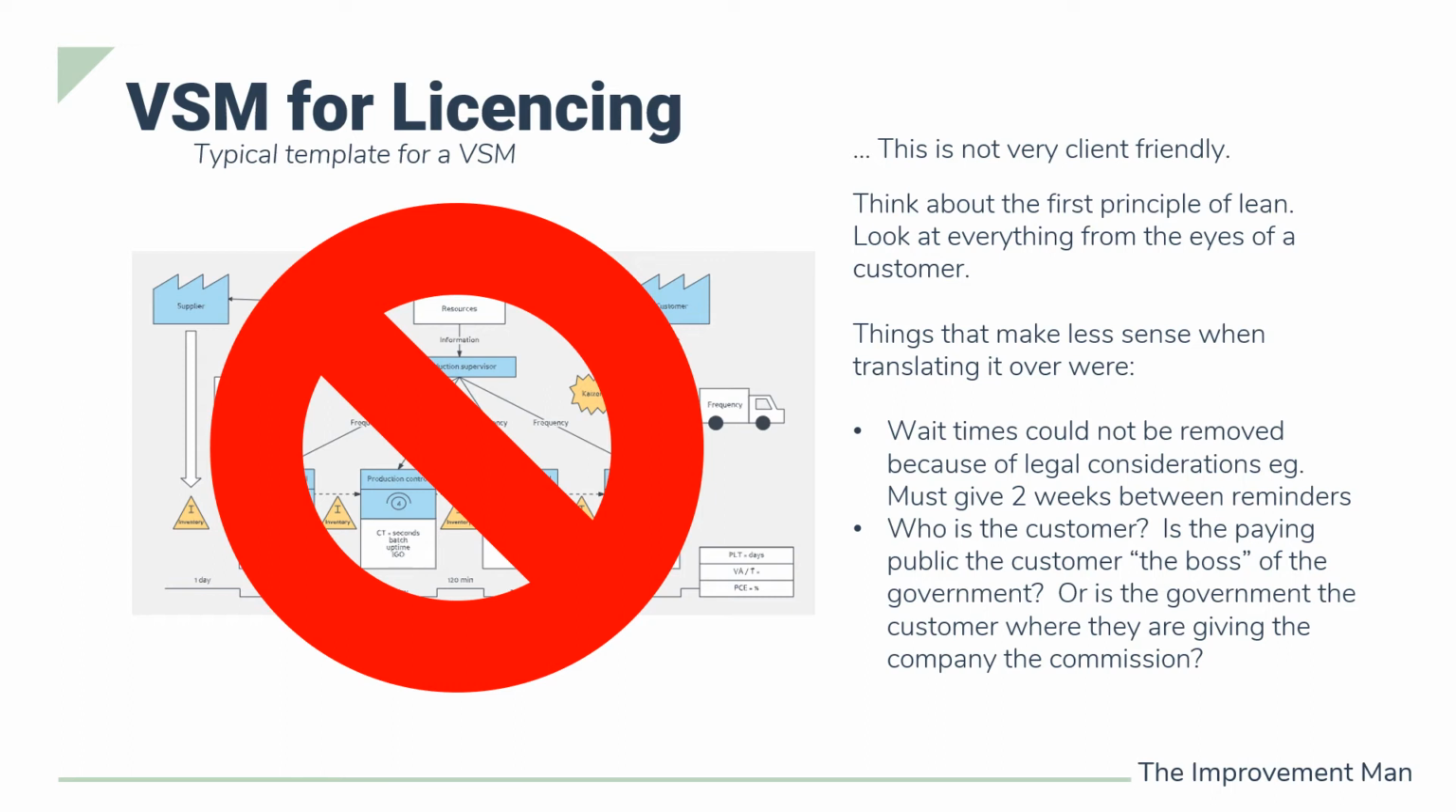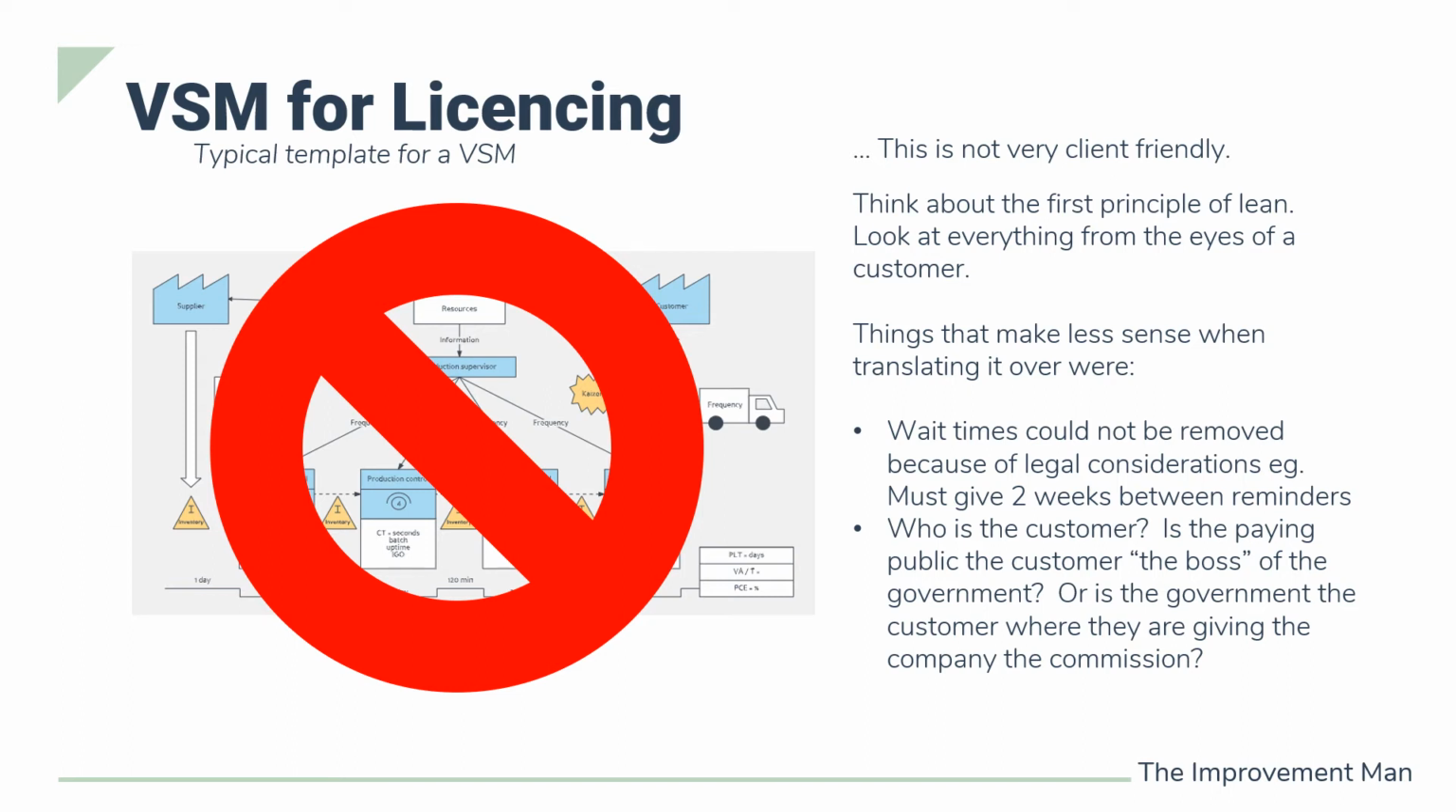So when we look at it from first principles of Lean, what does the customer look for? We need to use language that is readily available and what the C-suite and below are used to. When we started looking at things like lag times, we had to remove them in this scenario because of legal considerations, i.e. we couldn't give them more reminders in a 2-week period. The customer has to have the reminder at a certain period.